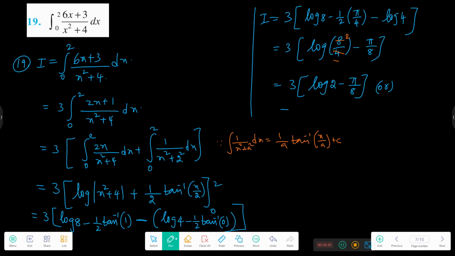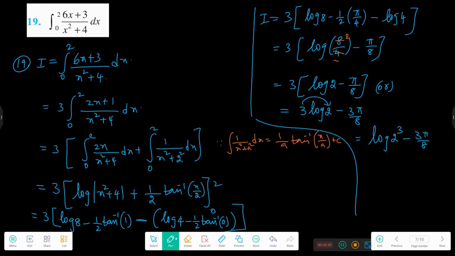If you multiply the 3 inside, 3 log 2 minus 3 pi by 8, or if you take the 3 inside, we can say log 2 power 3 minus 3 pi by 8, 2 power 3 is log 8 minus 3 pi divided by 8. Either you can stop here or you can go till the end. Where did they stop in the book? Here itself.